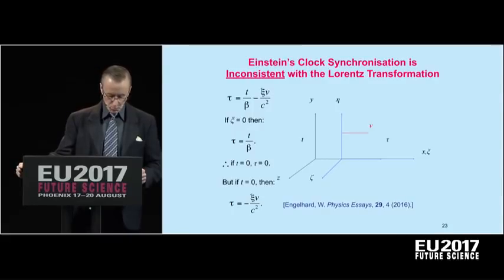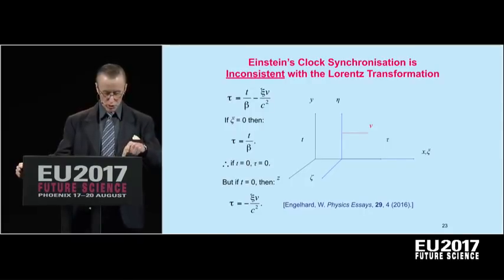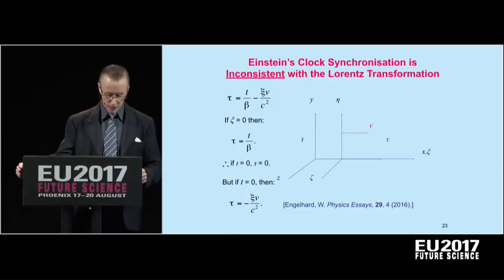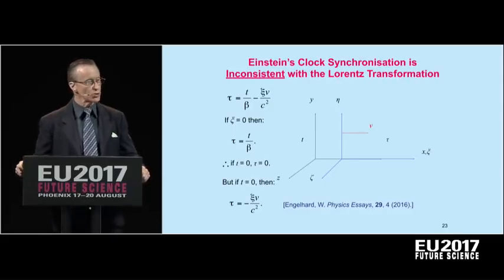But if t equals 0, you can just put t equals 0 in the top equation. You get tau is equal to minus zv over c squared. Professor Wolfgang Engelhardt wrote a paper in 2016, late last year, where he points this out. And you see that tau now is a function of position z. That's supposed to be the time of all the clocks in the stationary system. So if t is 0, tau is not necessarily 0. Which means that since we're talking here only about the system itself, all the positions in the moving system have different times.